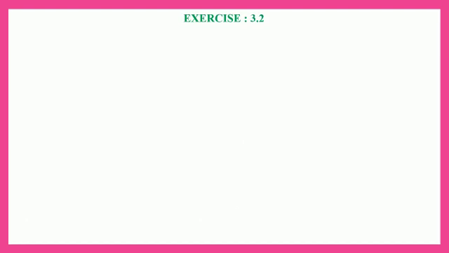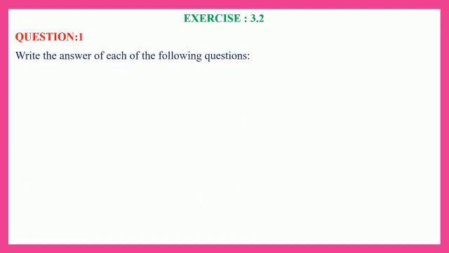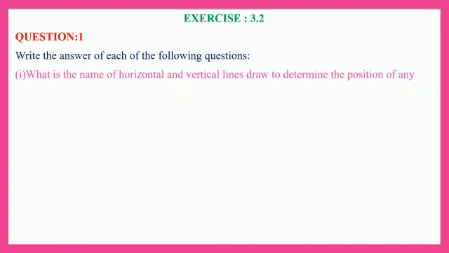Now we are going to see exercise 3.2. First question. Write the name of each of the following. First subdivision. What is the name of the horizontal and vertical lines drawn to determine the position of any point in the Cartesian plane? In the Cartesian plane, we have only the x-axis and y-axis. So the answer is x-axis and y-axis.